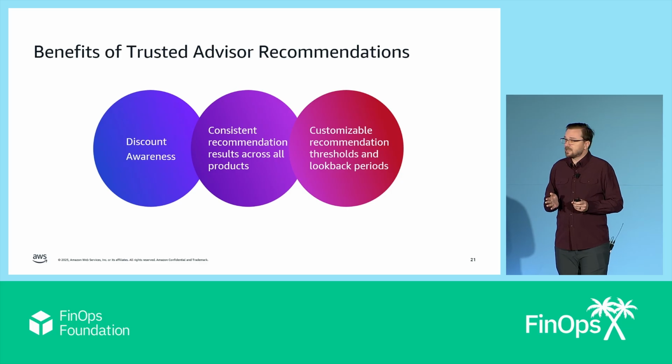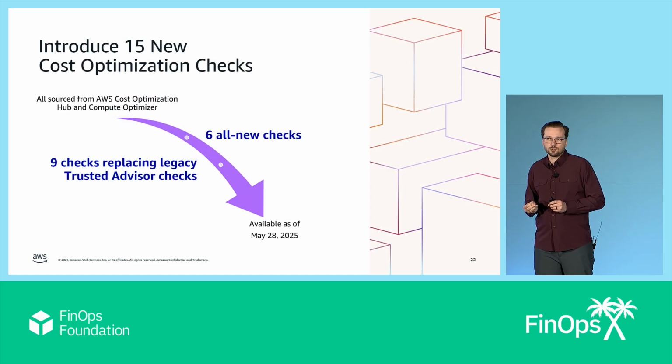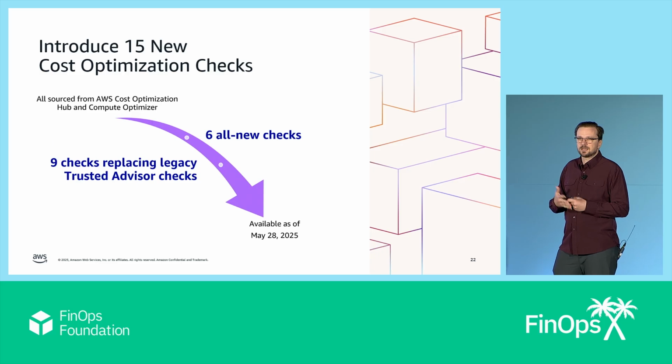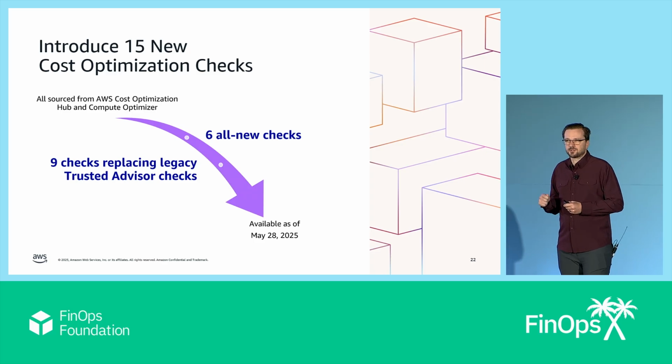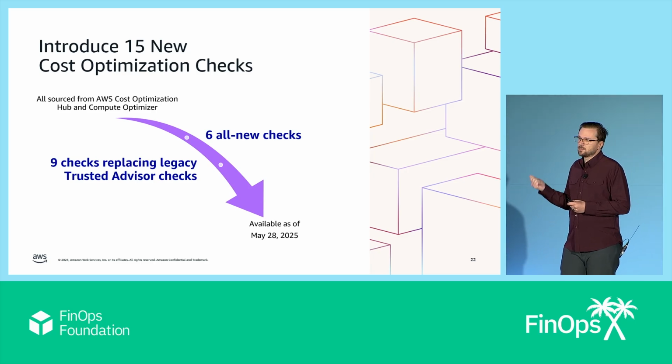So these 15 new recommendations, 9 are replacing existing Trusted Advisor checks. These are things like idle EBS, underutilized EC2 instances, things that you might have seen in Trusted Advisor in previous years. Replacing these checks with the Compute Optimizer idle recommendations, which launched at re:Invent last year, is a way for us to improve the look-back period and accuracy and reduce the false positive rates of idle resources and right-sizing recommendations.